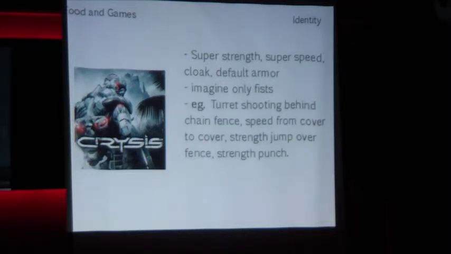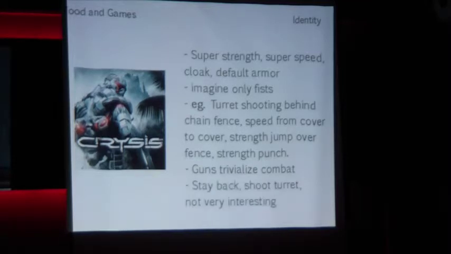So then imagine a combat scenario where a turret's shooting at you behind a fence, and there's cover between you and the turret. So then you can use, say, maximum speed or stealth to move from cover to cover. You're getting closer to the turret, and then when you get to the fence, you can super jump over it using strength mode, and then close in on the guy on the turret and then punch him. But again, the guns trivialize any combat decisions that you want to make, because you can just stay back, shoot at the turret, and again, it's not very interesting.